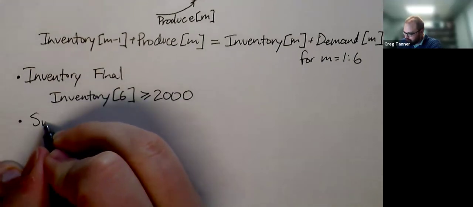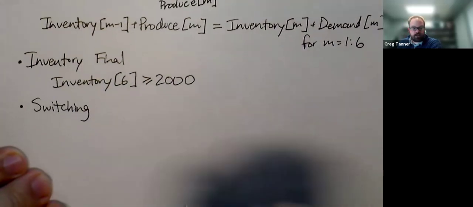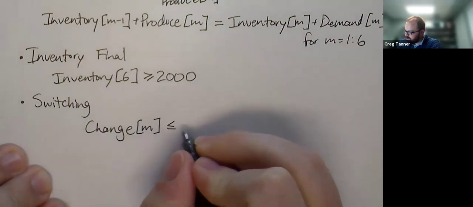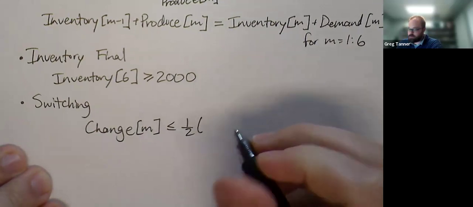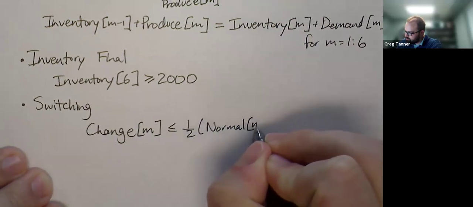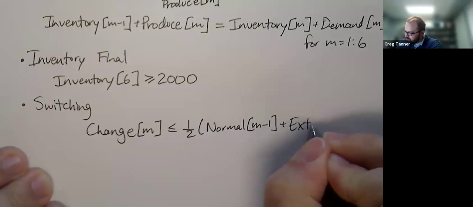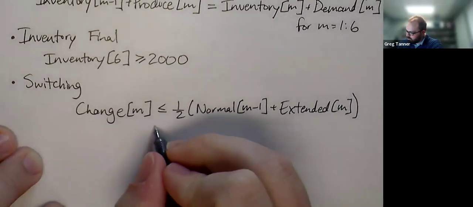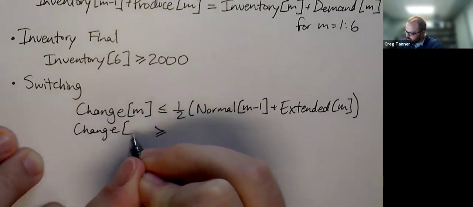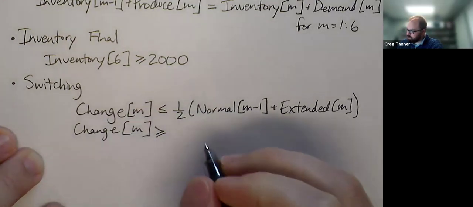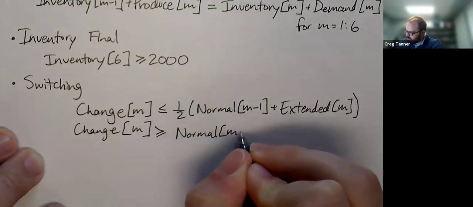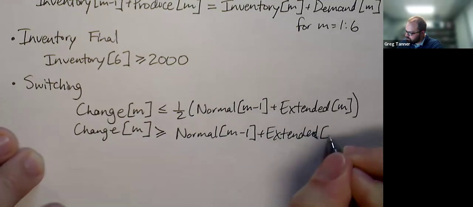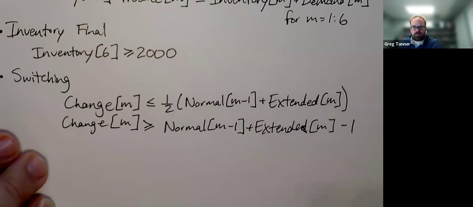I'll call this one switching. The way to implement it is that change M is going to be less than or equal to the average of the two variables we're interested in, which is normal M minus 1 plus extended in month M. Then we get one greater than or equal to constraint: change M is greater than or equal to normal in the previous month plus extended, minus 1. Okay, let's think about what this does.